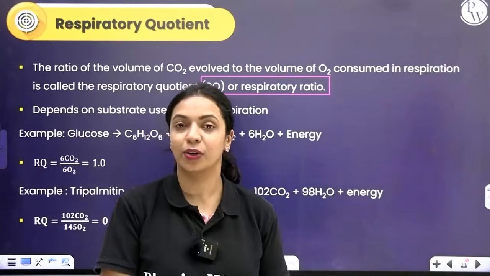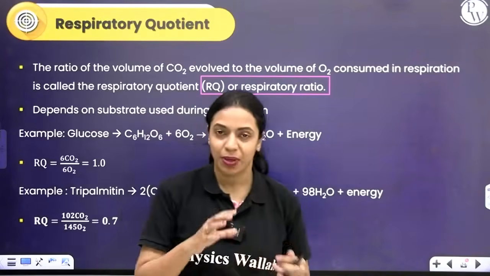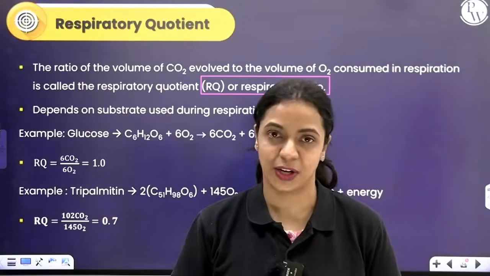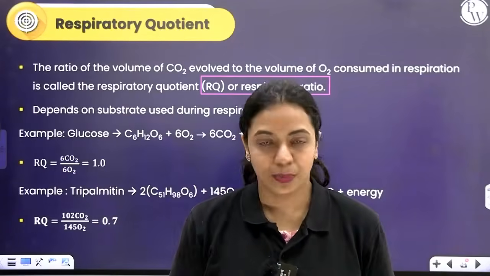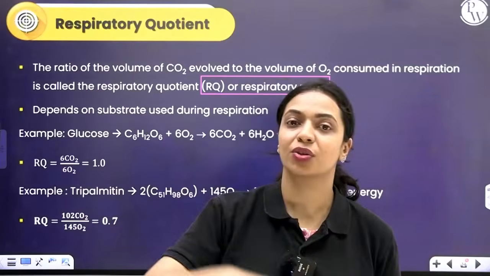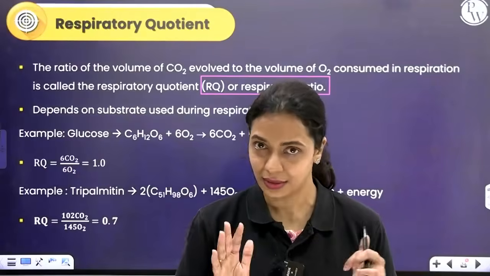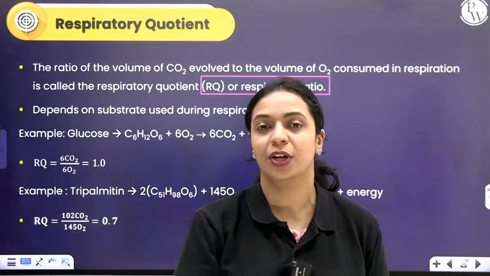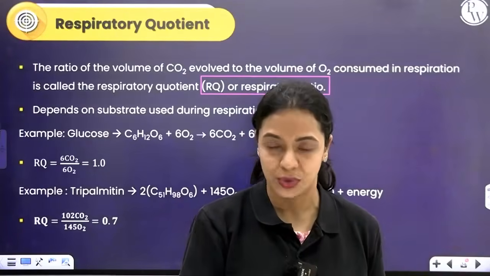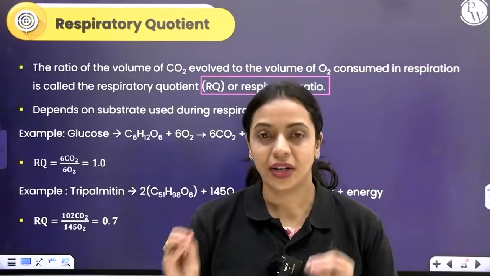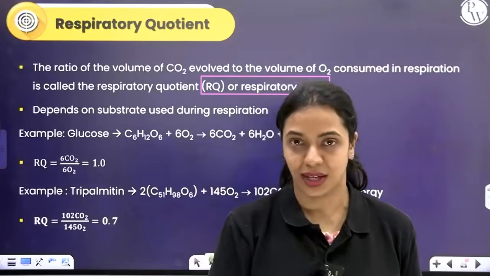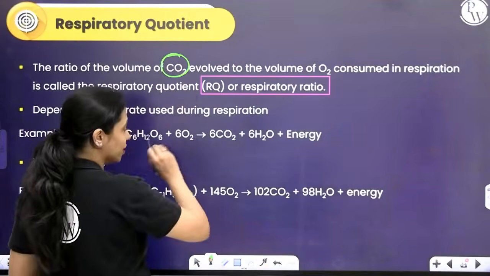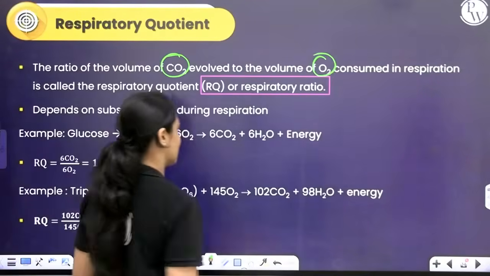What is respiratory quotient? Respiratory quotient is basically the ratio of how much carbon dioxide was released during respiration divided by how much oxygen was utilized for this process. Okay, this is only for aerobic respiration. How many molecules of carbon dioxide, or what is the volume of carbon dioxide that was released over what is the volume of oxygen that was utilized. All right, so it is a ratio of the volume of carbon dioxide evolved to the volume of oxygen consumed.